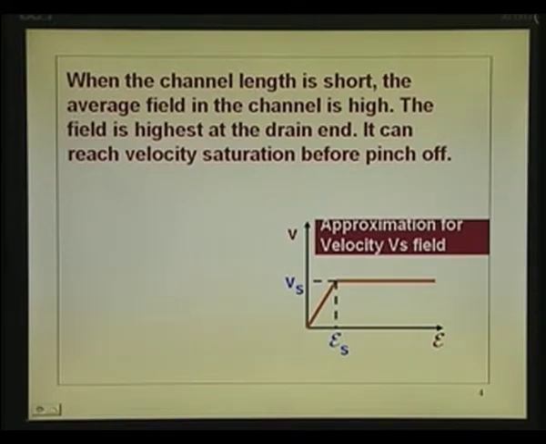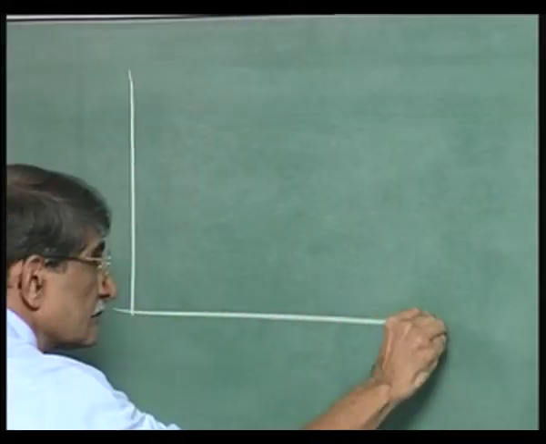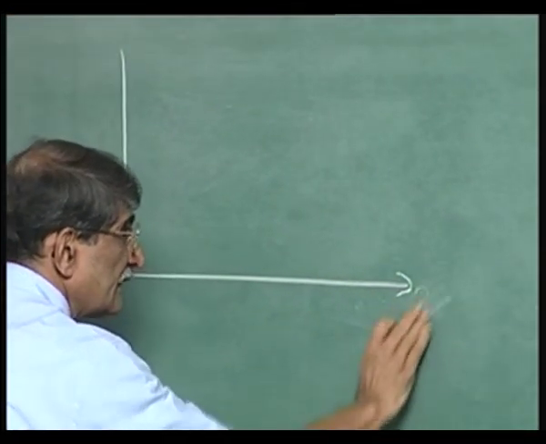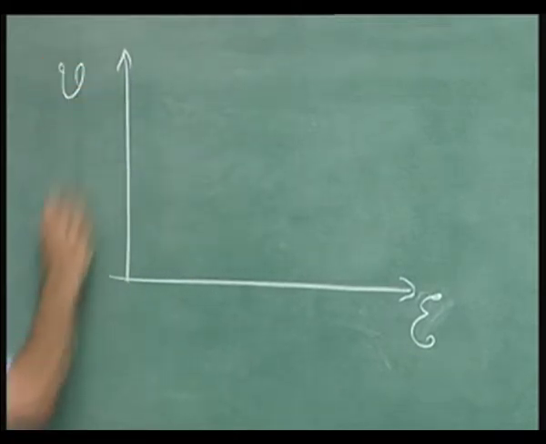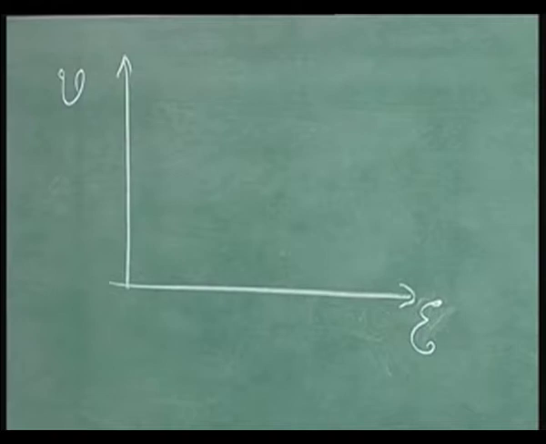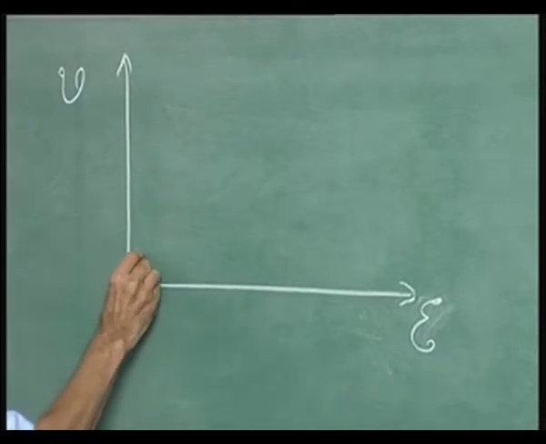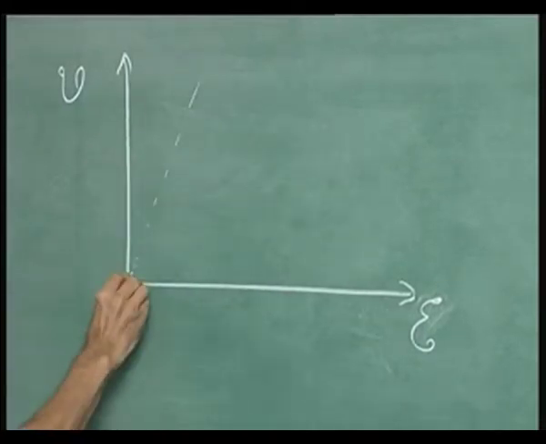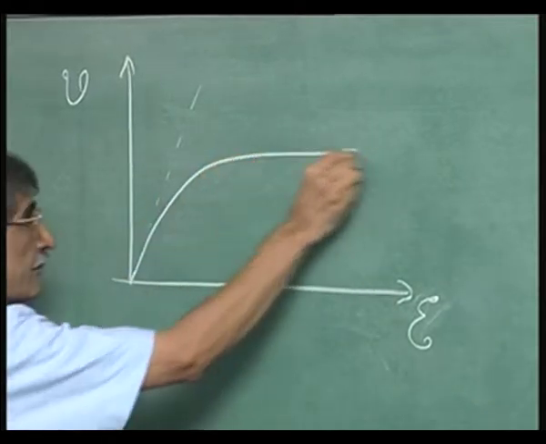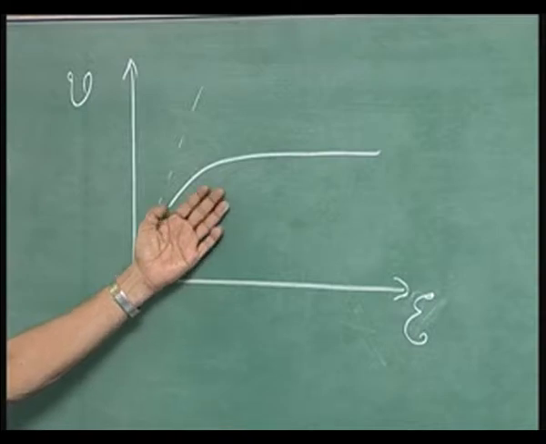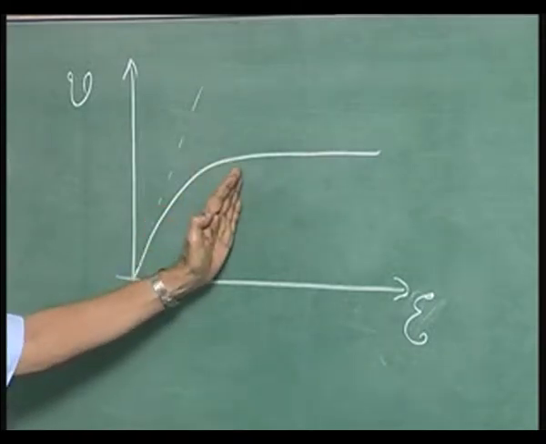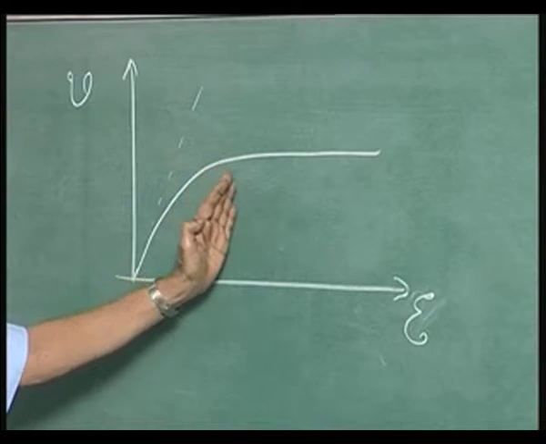Strictly speaking, the velocity field characteristic is something like this: electric field versus velocity. In silicon, you know that it is not going up linearly, but it goes up and then, after about 20-30 kV per centimeter, it saturates. That can be met very easily.